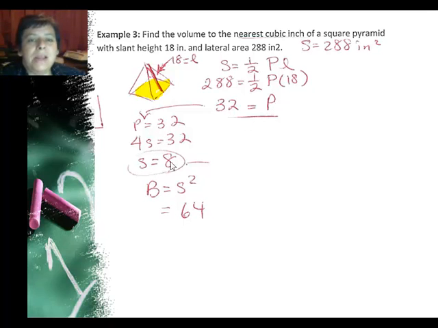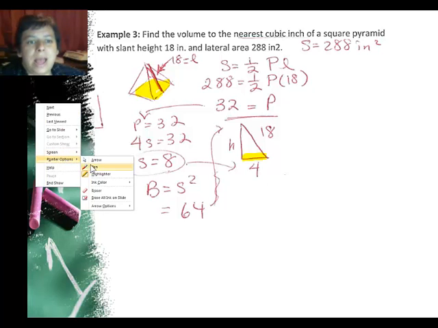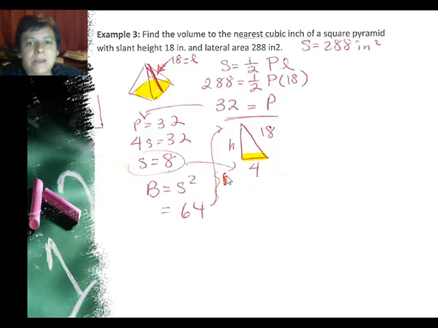Now that I know this is the side, I'm going to go ahead and make a right triangle. You can see the slant height is here. This 4, where did that come from? Well, for the 4, I actually went ahead and did 8 divided by 2, because it goes to the center. So the 4 is coming from right here to there. And there's an altitude going straight down. It's kind of hard to see. So this is the height, and there's my right triangle.